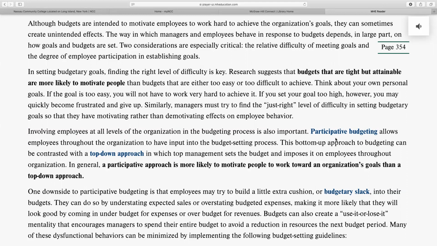A top-down approach, the management sets the budget and they force it on the employees. And that's not a good thing, right? So the way it works out in reality most of the time is somewhere in between. We want to encourage the input of the employees. We want them to participate, but by the same token, management sometimes has to do the things that management does and make the tough decisions that need to be made.